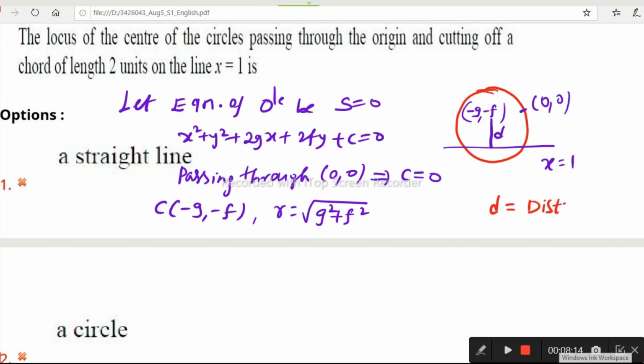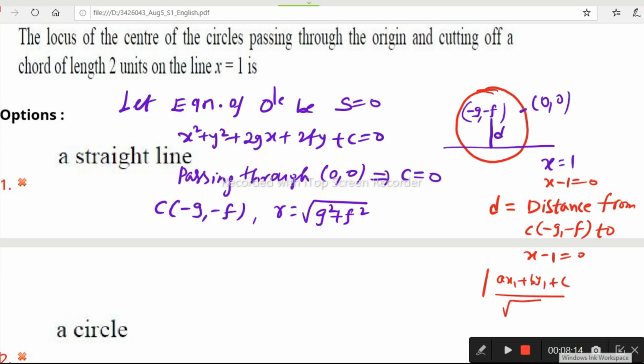D is equal to the distance from the center, minus g, minus f, to the line. What is the line? This line we can take x is equal to 1, means x minus 1 is equal to 0. Which formula can we use here? We can use the formula mod of ax1 plus by1 plus c by root over a square plus b square. Many people know this, and I am writing this formula also so that those who don't know can learn it. Here x1 is minus g, so minus g minus 1 by root over 1 square plus 0, so this is mod of minus g minus 1.